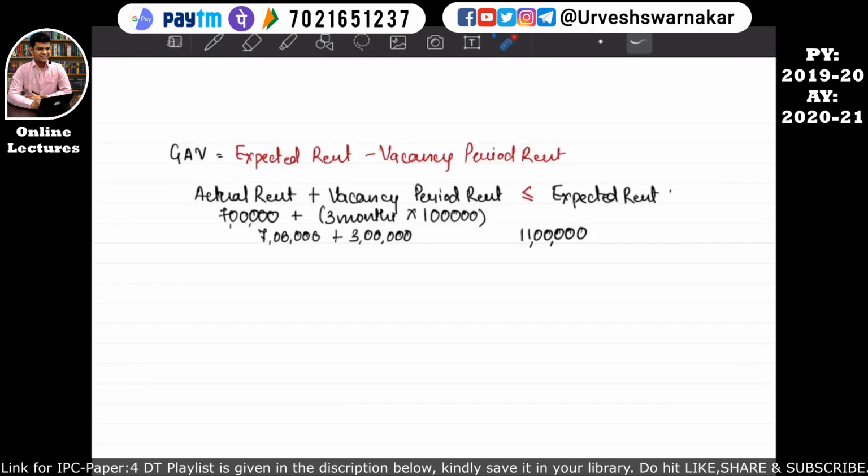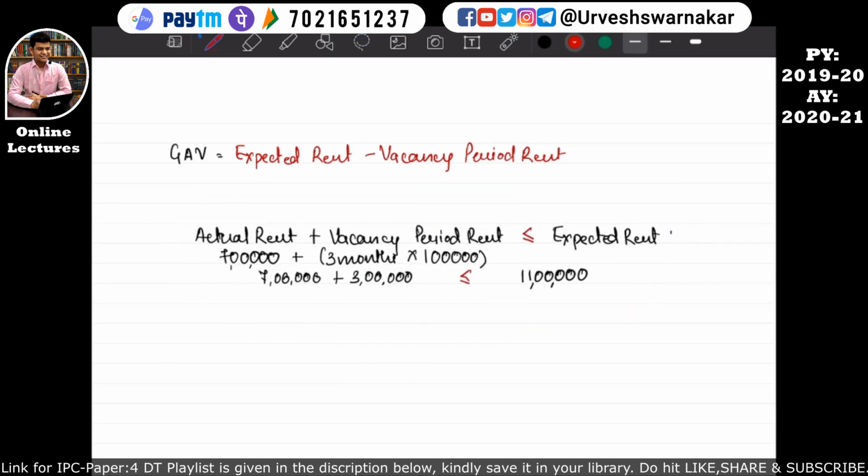So let's move back to our format book. We can see that this 10 lakhs is less than the expected rent. So the GAV will be equal to expected rent, which is 11 lakhs, minus vacancy period rent, which is 3 lakhs.